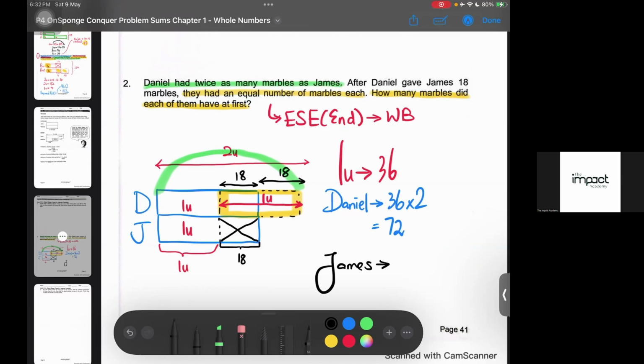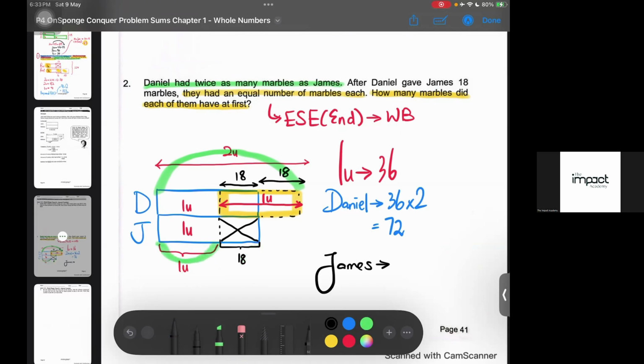James is from where to where? Very good. James is from here all the way to here. You see, James is only 1 unit, you know? Sure, 36 times something. Wait, why not everything? Why is it not everything for James? Because James did not have the 18 at first. You all understand or not?